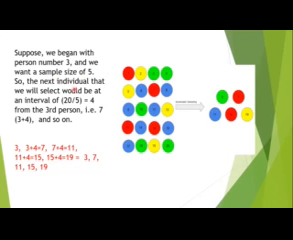The next individual that we would select would be at an interval of D by n, that is 20 by 5, which is 4. From the third person, that is 3 plus 4, which is 7. Then the series continues like that: 7 plus 4 is 11, 11 plus 4 is 15, and at last 15 plus 4 is 19. Like that, we can apply the systematic model and solve any problem.